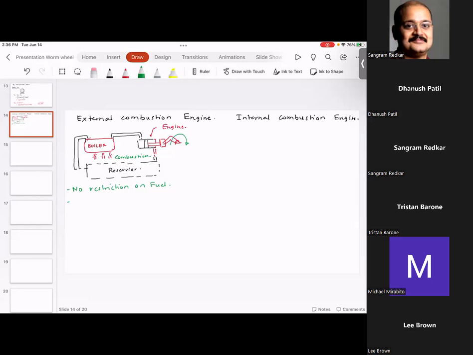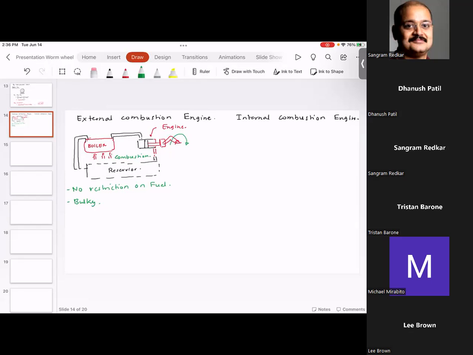Major disadvantage is it's bulky. That's why we don't use external combustion engines in automobiles. When automobiles started, some automobiles were built with boiler and external combustion engines, but nowadays we look at the internal combustion engines.